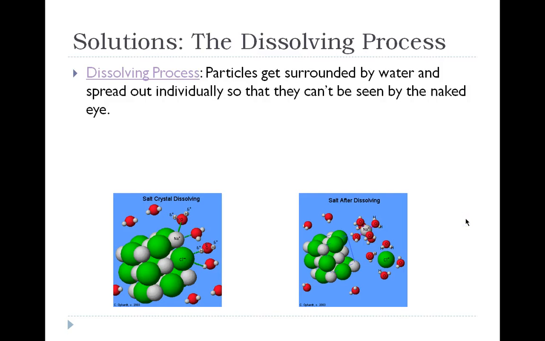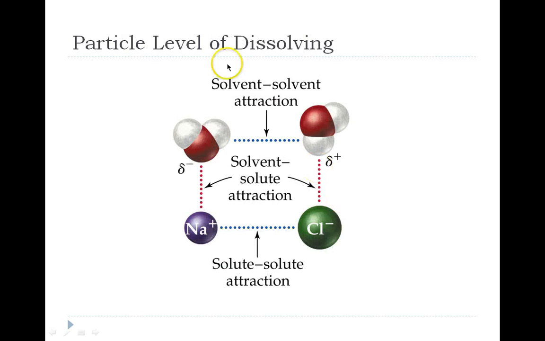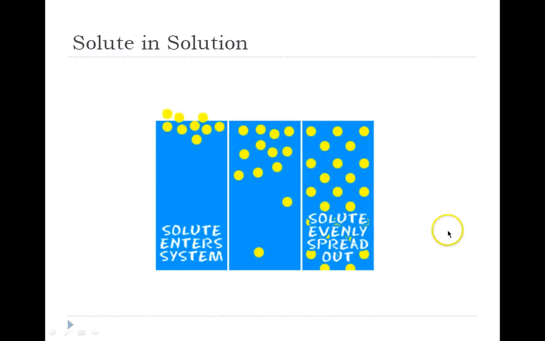So we've looked at before the example of the dissolving process. Remember, dissolving is not melting. Phase changes are only caused by changes in heat and pressure. Dissolving is a totally different process. Don't forget that at the particle level of dissolving, the only reason salt dissolves in water, NaCl, is because there's a greater attraction between the Na+ and water than there is between the Na+ and the Cl-. The solvent-solute attraction has to be greater than the solute-solute attraction. Don't forget the terms that we've had as far as solutes and solvents.